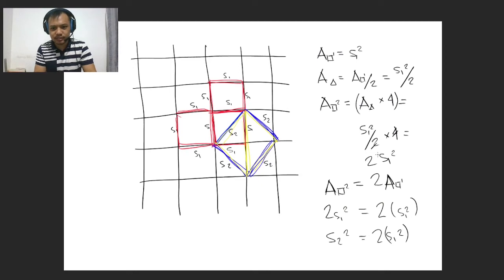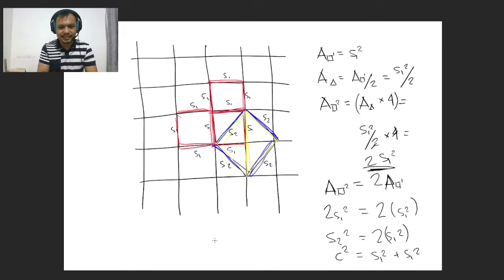So that means 2 s1 squared is right here. This length right here, which is the area of the second square, which is going to be what we're going to now call c squared. Okay? And if we break this down here, this is equal to s1 squared plus s1 squared. And the interesting thing about that is if we break these down into different types of squares, let's say this is square A, square B, and square C, we now have A squared plus B squared equals C squared.